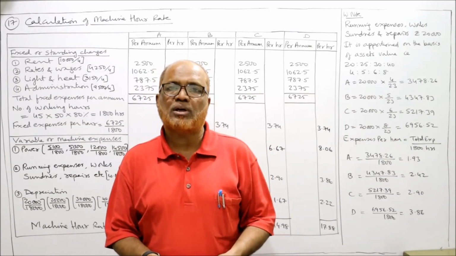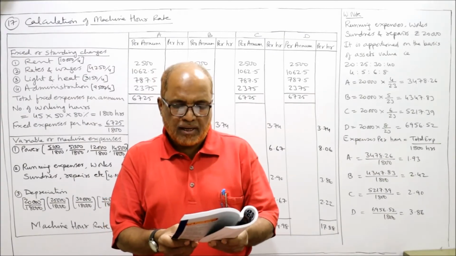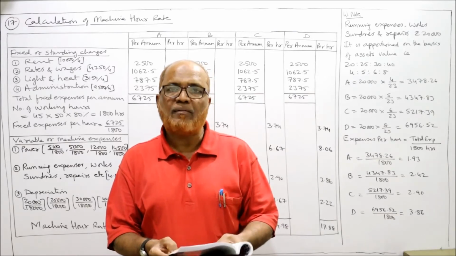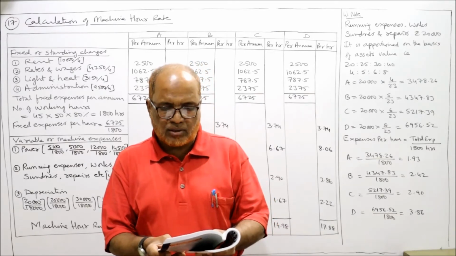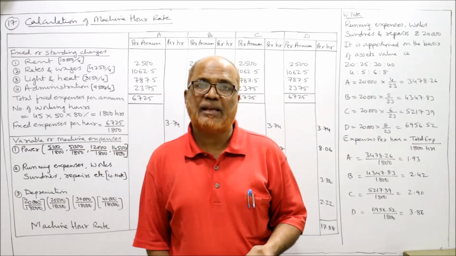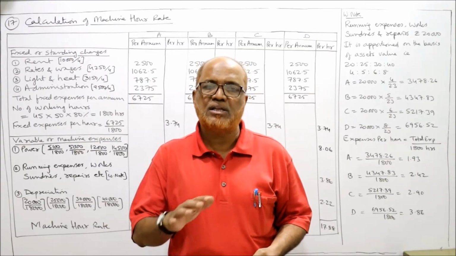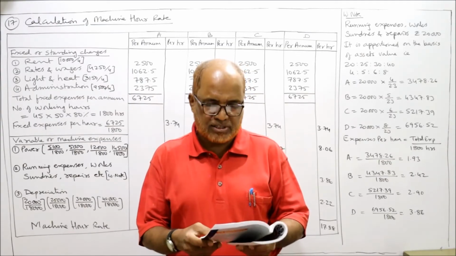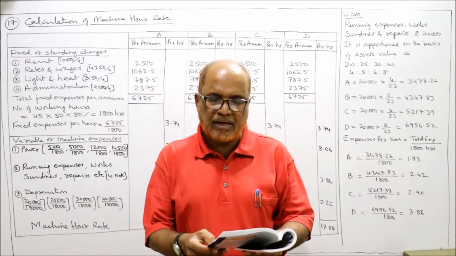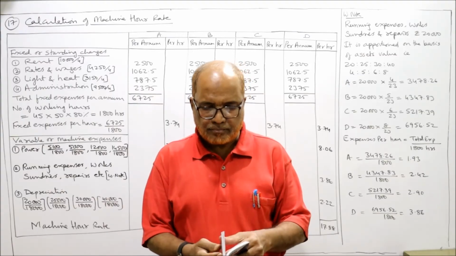Rates and taxes 4,250. Again we divide equally by 4. Lighting and heat, same, divide by 4. Power is given as 5,100, 5,000, 12,000, 14,500. The power will be taken under variable expenses, not fixed. Administration 9,500 will be divided equally. Fixed expense. Running expense, work sundries, repairs, etc. will be taken under variable, 20,000.